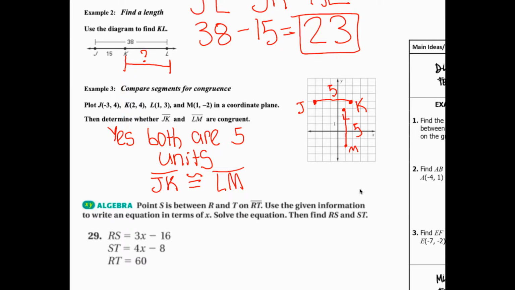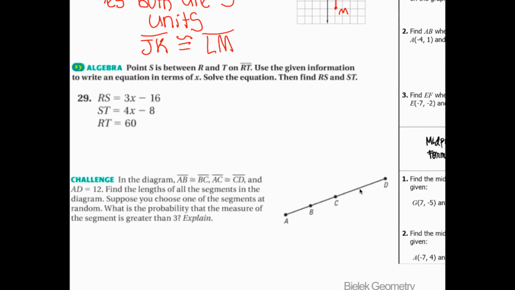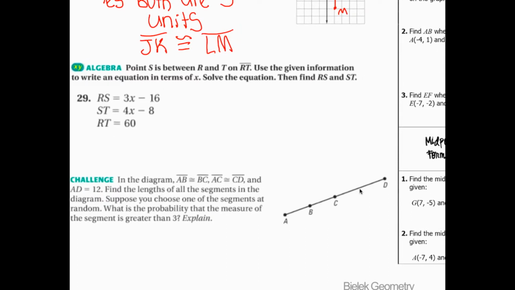All right, moving on. And ignore the numbering here. I just pulled some of the textbook problems. So this one says point S is between R and T on RT. Use the given information to write an equation in terms of x. Solve the equation, then find RS and ST. Okay, so we know that we've got a segment here. RT is the entire segment. So let's go ahead and do that.